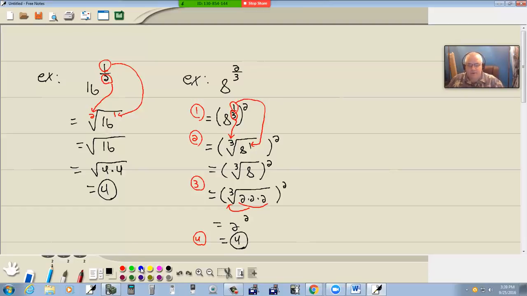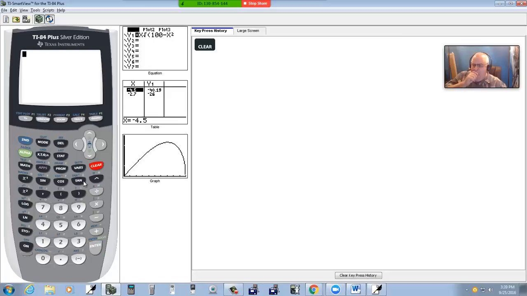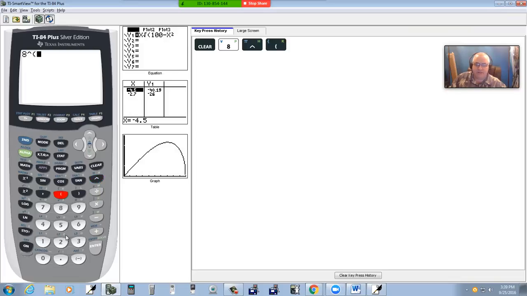Now the trick, if we were to plug this straight into our calculator, is anytime you have more than a single number or a single variable in your exponent, you put parentheses around it. So we'll put 8 caret, and then beginning parentheses, 2 divided by 3, closing parentheses, and then enter. And that gives us our 4.